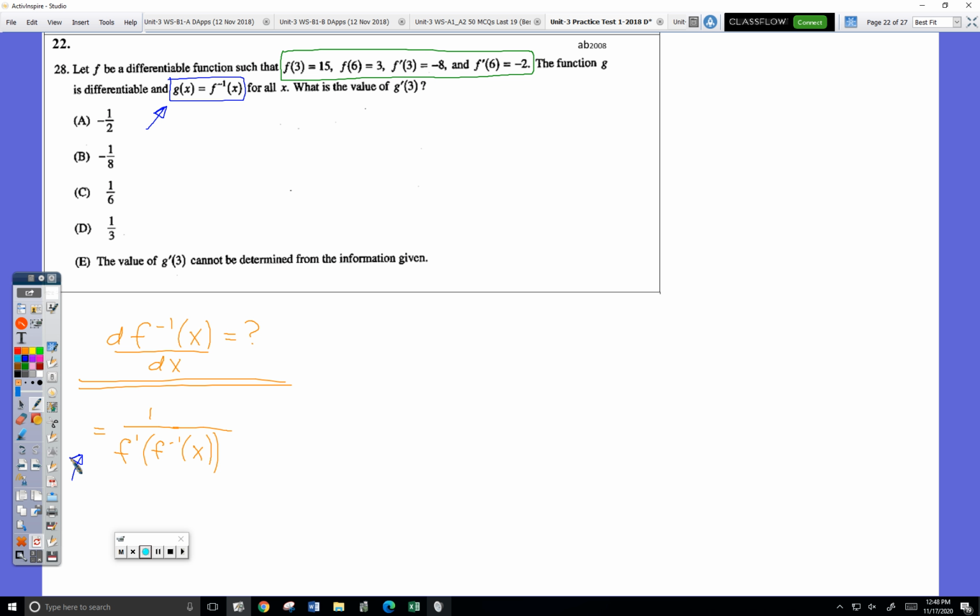So this is where I've been stressing good notation all year long. This problem is a perfect example of where good notation will lead you to the answer. Bad notation, you'll be just frustrated. You won't be able to find the answer. They want me to find g prime of 3.